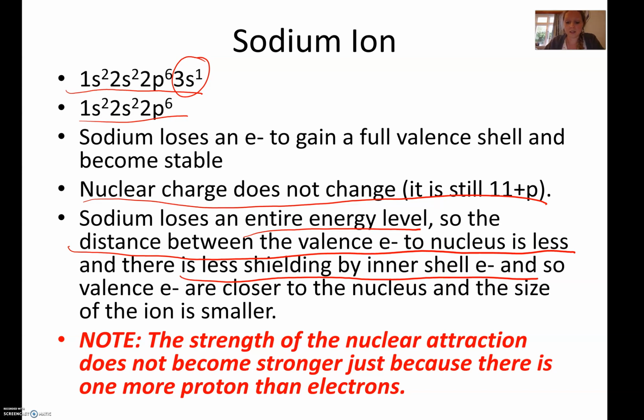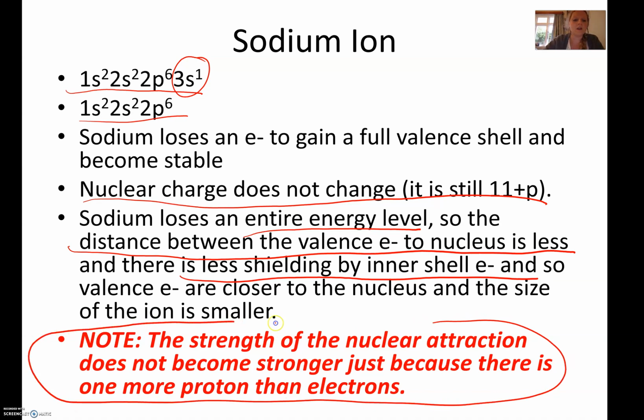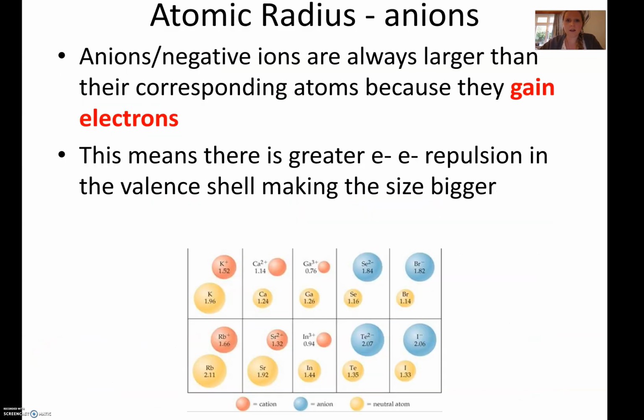Cool. Please note that the strength of the nuclear attraction, as I was discussing before, doesn't become stronger just because there's more protons than electrons now. Okay, anions are negative ions. They're always going to be larger than the corresponding atoms because they gain electrons. So this means there's going to be greater electron-electron repulsion in the valence shell, making the size bigger.